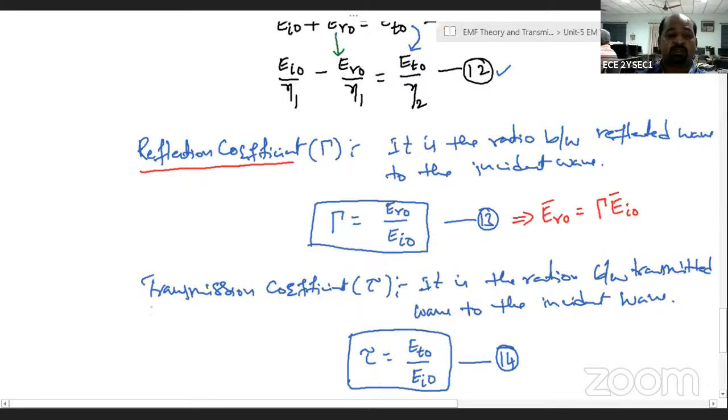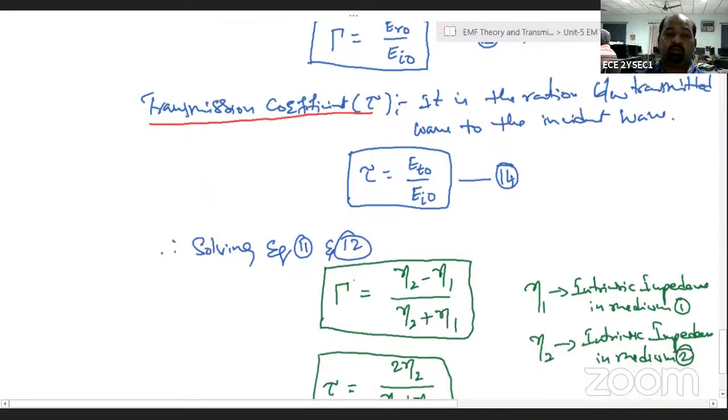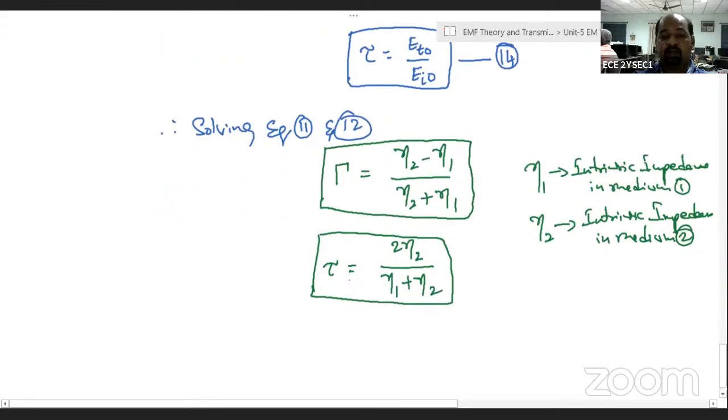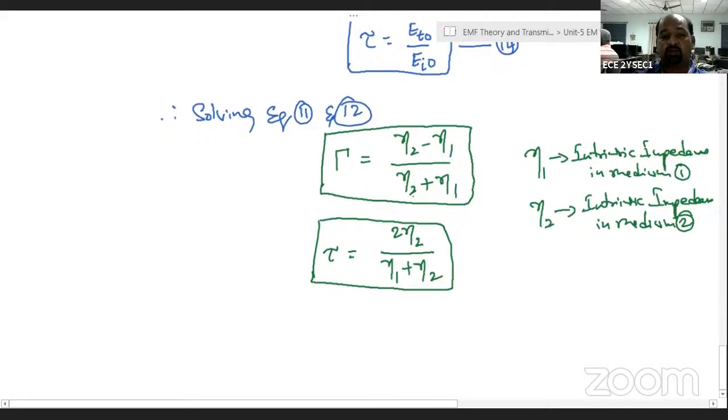And similarly, transmission coefficient. So transmission coefficient is the ratio between transmitted wave to the incident wave. Reflection coefficient is ratio between reflected wave to the incident wave. Transmission coefficient is the ratio between transmitted wave to the incident wave. And solving equations 11 and 12, we'll get this one, right? So reflection coefficient eta 2 minus eta 1 by eta 2 plus eta 1, and transmission coefficient 2 eta 2 by eta 1 plus eta 2, right?